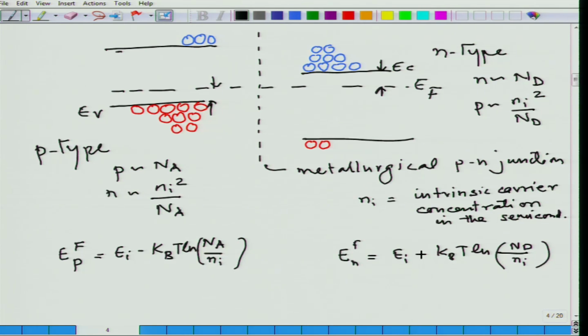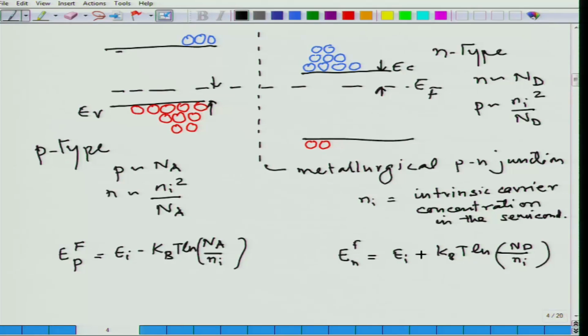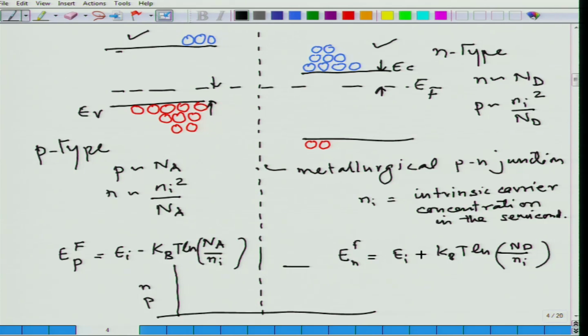So, now this is the situation before we brought both n and p type semiconductors together. You can easily see what is happening if I only look at the carrier concentration of electrons: there are more electrons here and fewer here. So, there is a carrier gradient across this junction. If I were to plot across this junction what the n and p concentrations are, there is more n concentration here and less here, and p concentration is more here and less here.